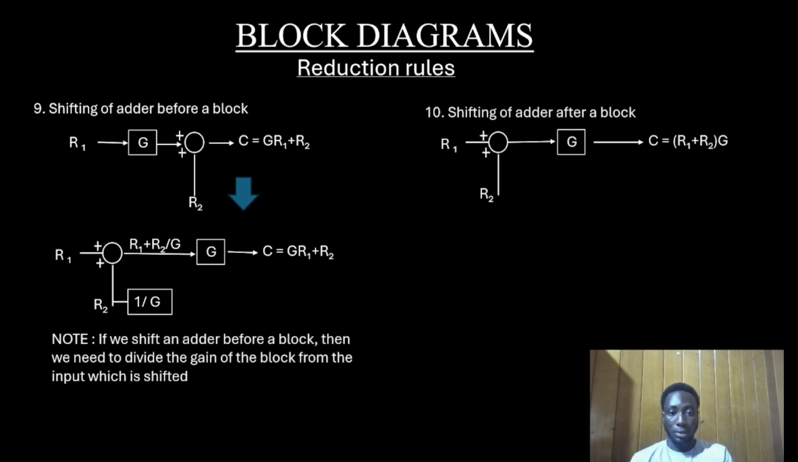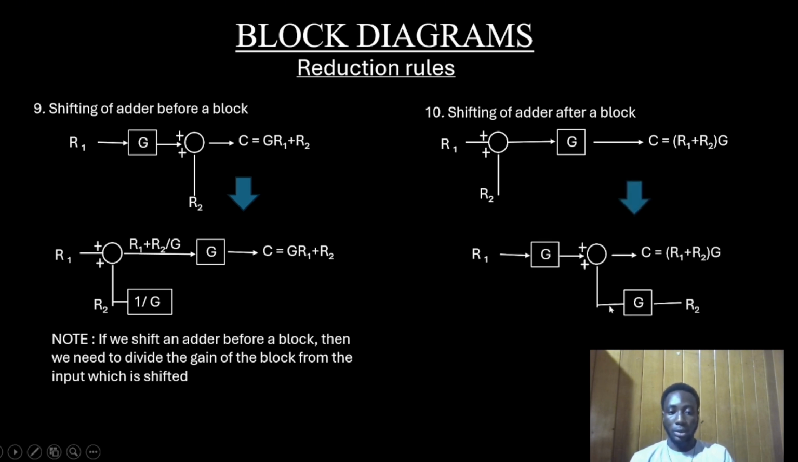The next one is the shifting of an adder after a block. Now this is quite similar to the one we did, but the difference in this one is that we include the same block connected to R2 to get the same output.